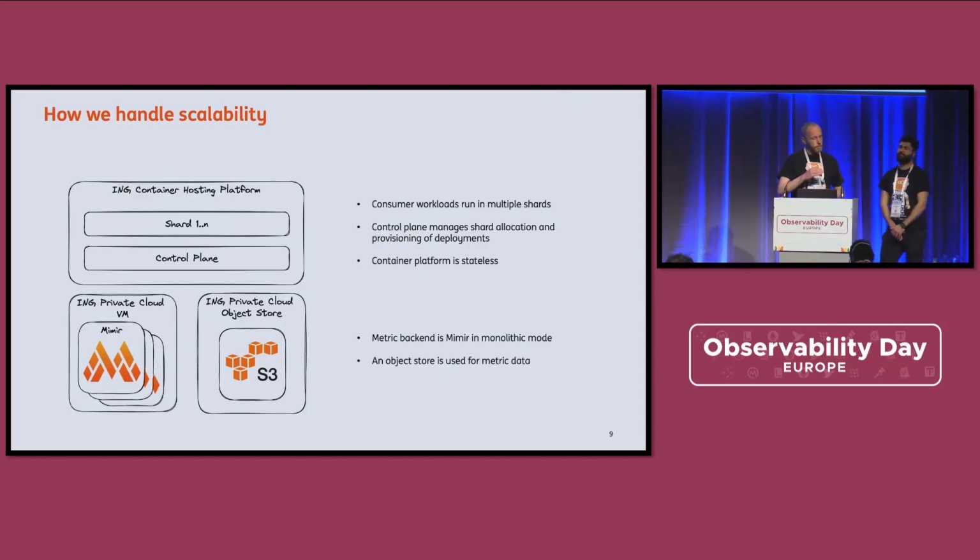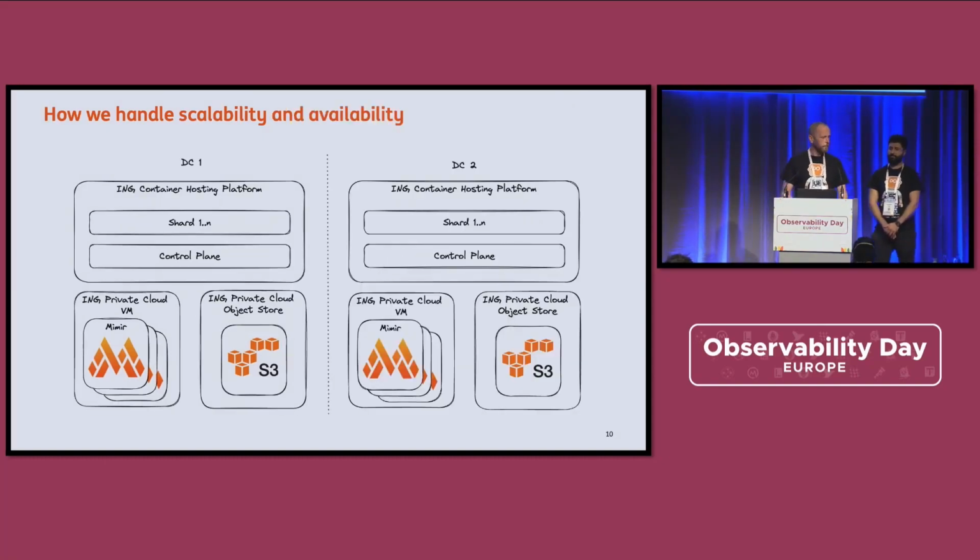So that handles scalability, but what about availability? The way that we handle availability is quite simple. Each time you request a deployment, a logical deployment, you actually get 2 physical copies, one in data center 1 and one in data center 2.